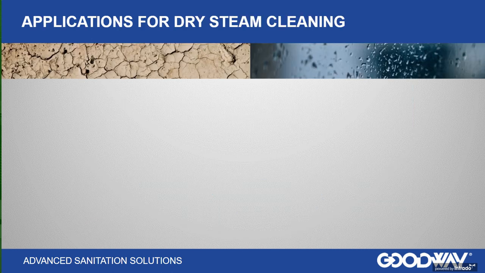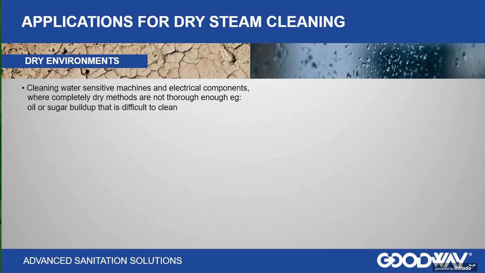So here's some of the applications we've identified just through trial and error the past 10 years in the food industry that really add value both in dry and wet environments. Starting off in dry environments, dry steam does a really phenomenal job cleaning water-sensitive machines and electrical components, where completely dry methods like brushing and scraping aren't thorough enough. For getting difficult soils off, things like chocolate, oil, and sugar buildup, using a steamer really helps to get into those pieces of equipment and clean them faster, more thoroughly, while not damaging any of the water-sensitive components on them.